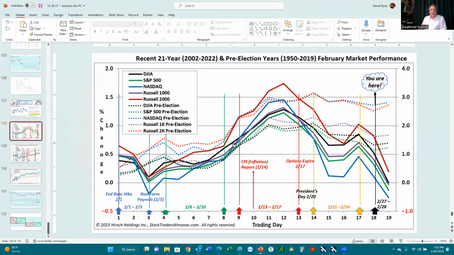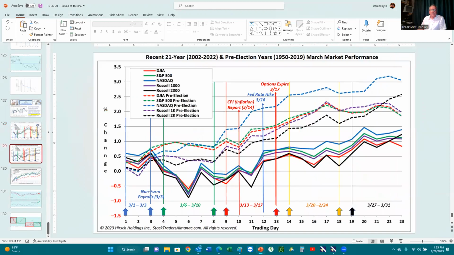This is what February typically has done. So you can see here the inflation report was right here, and right after that, the market started going down. This is historical information, so the market is pretty much following right in line with the way it should typically perform. We are here. We've got 2 days left in February, and you can see that doesn't look too good for the beginning of next week.